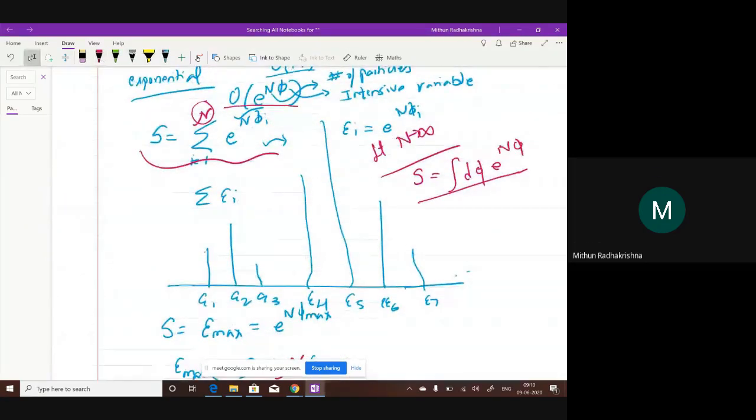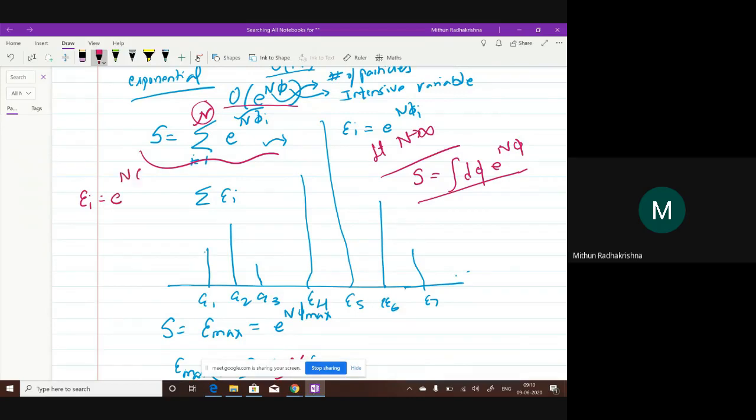So I have this sum, and we know for each term I'll have a value. So I'll define epsilon I as e to the power N times phi I, and I know for each value of I I have an epsilon I, correct?